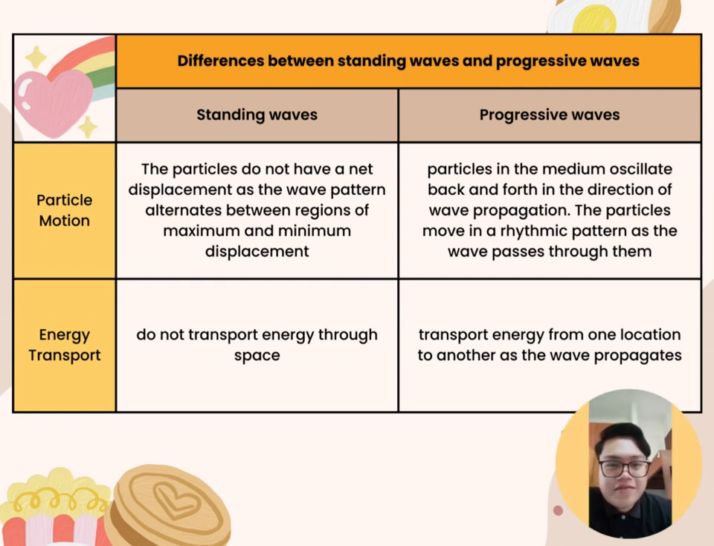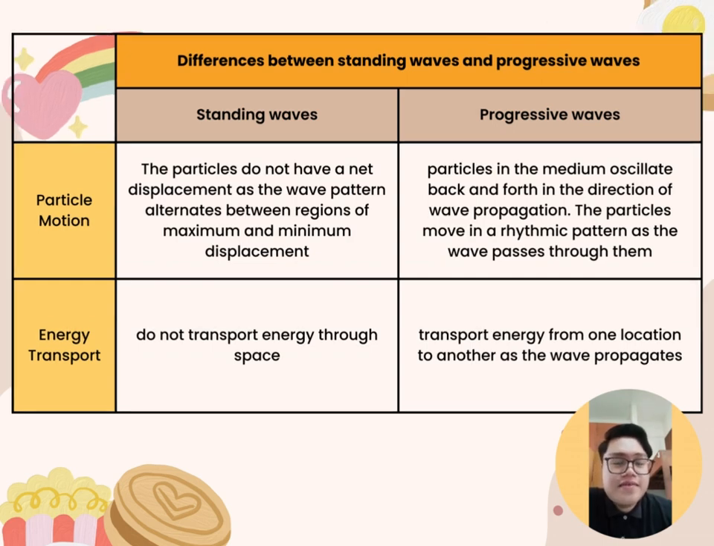Next, energy transport. Standing waves do not transport energy through space. The energy remains localized within the oscillating medium, while progressive waves transport energy from one location to another as the wave propagates. The energy is carried by the disturbance traveling through the medium.